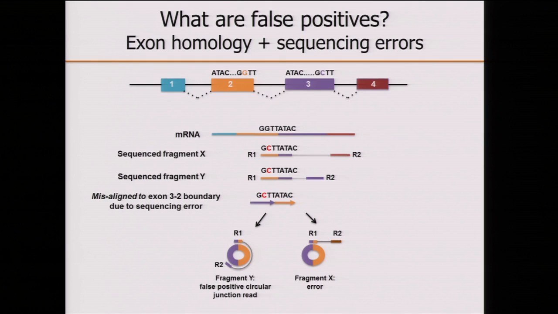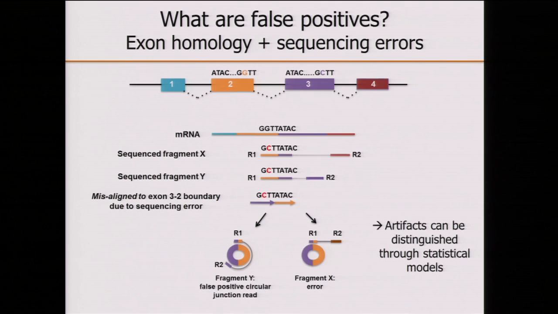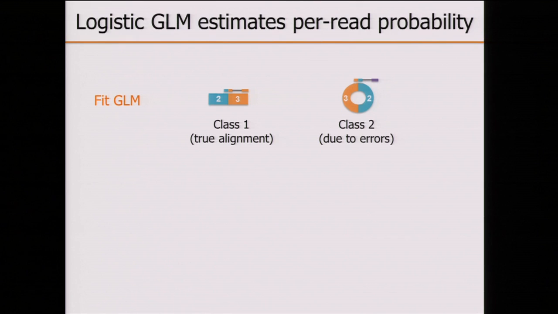So fragment X can actually be used to help us, in statistical models, decide which of the reads that look like fragment Y are actually true positives and which are false positives. The statistical model that we use is a logistic generalized linear model, GLM, and it's a common and powerful statistical model used to distinguish between two groups. In this case, we have non-circular reads. We have a class that we think represents true alignments and another class that we think are most likely due to errors. And we want to use these classes to predict for each of the circular reads which look more like a true alignment and which look like false positives.